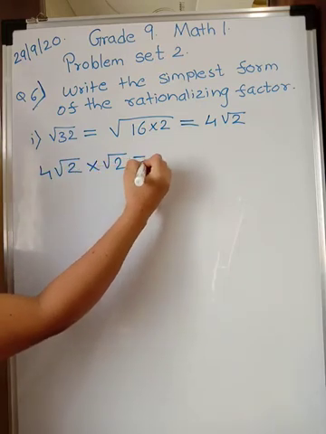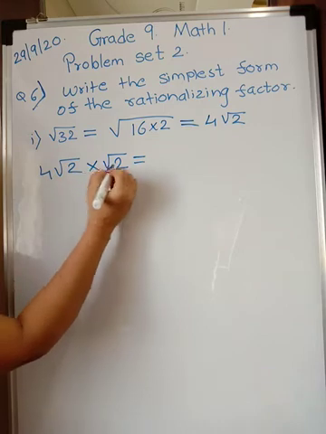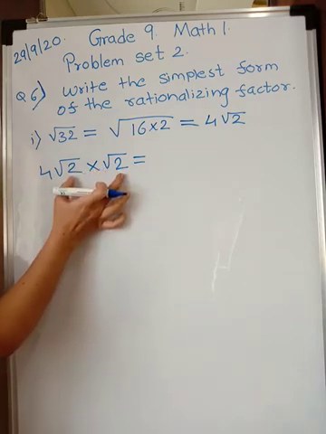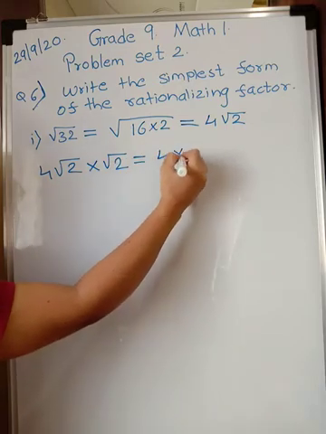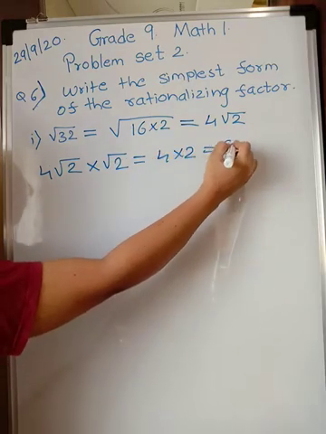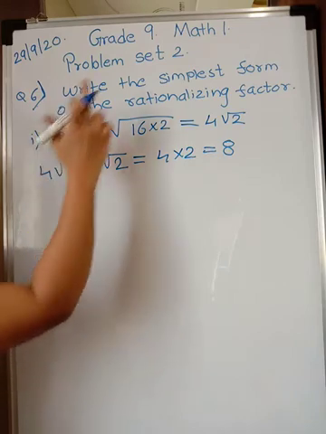2, what am I going to get? 4 into root 2 into root 2. This will be root 4. And what is root 4? Root 4 is 2. We have seen. So this is 4 into 2, which is equal to 8. So 4 root 2 is converted into 8.